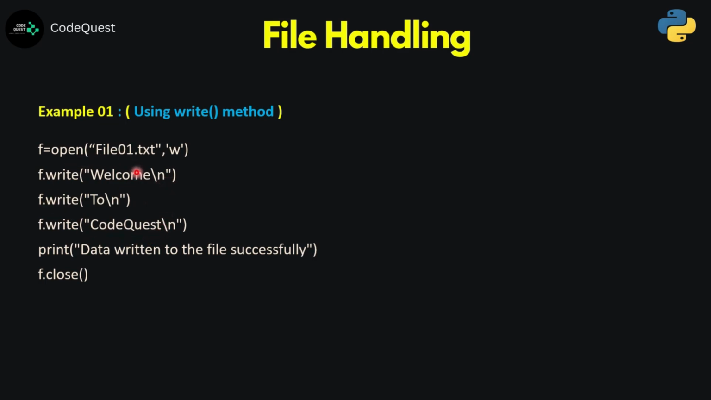So at the end of these 3 calls, I will get the content of file01.txt updated with welcome in one line, 2 in the second line, and code quest in the third line. This is simply a message which is going to flash after this operation is done. As we said earlier, once the operations are done, it is recommended that you close the file. So through f we have opened this file, hence through f we are trying to close the file.